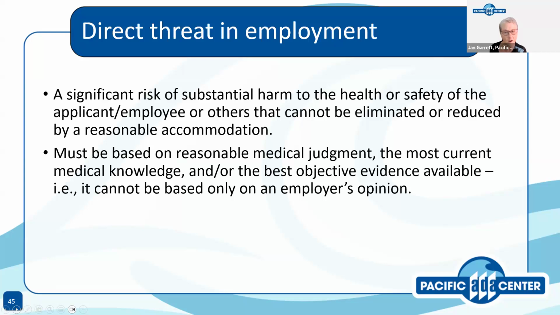This is going to be very rare, that a person would pose a direct threat in employment, but it is possible. It is possible, for example, that someone has a seizure disability and works on an assembly line. If they have a seizure that's uncontrolled by medication, and that could result in the assembly line equipment doing something dangerous to them or to someone else down the line, that's an example of what could be a direct threat.